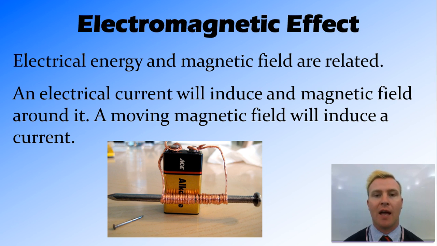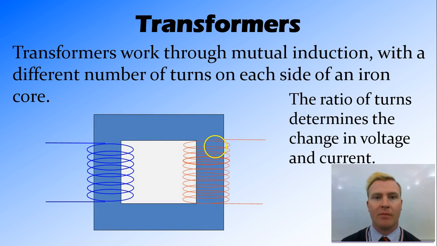Now this is for a direct current, so the pole stays in one direction. With an alternating current, that north and south pole created by the electric current flips backwards and forwards 50 times per second, and this building and collapsing magnetic field is what induces the current in the transformer. And that's basically how a transformer works, through what we refer to as mutual induction.